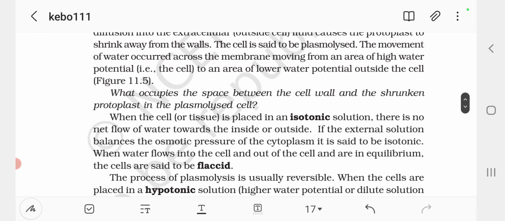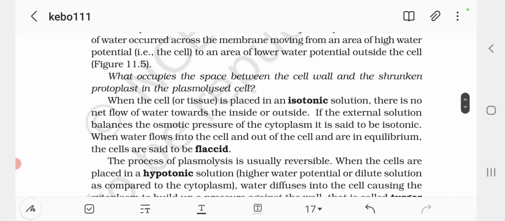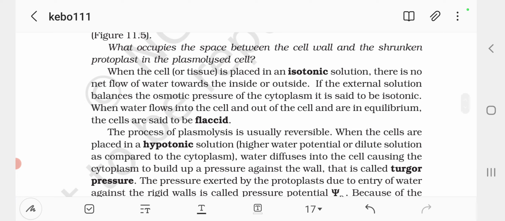The movement of the water occurred across the membrane, moving from an area of high water potential to an area of lower water potential outside the cell. What occupies the space between the cell wall and the shrunken protoplast in the plasmolysed cell?